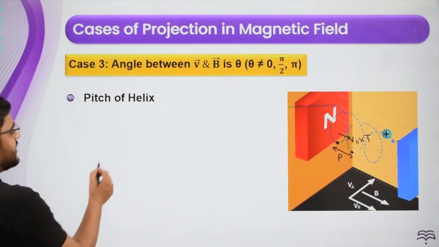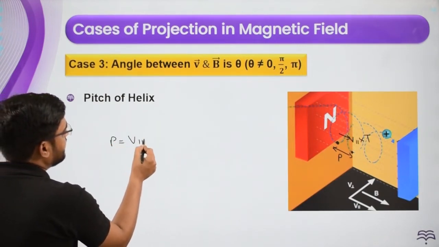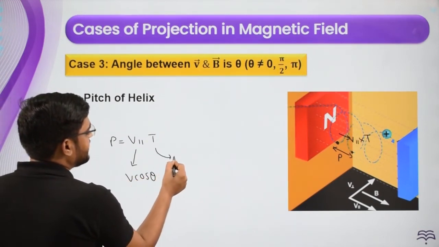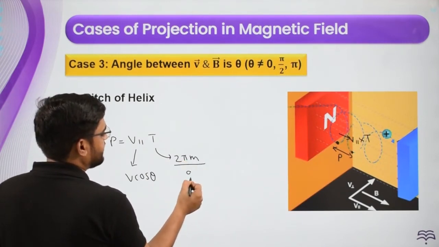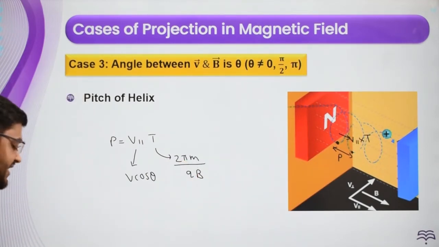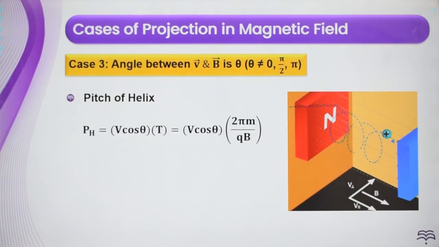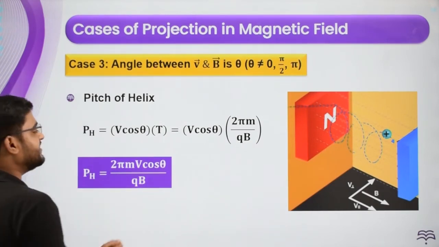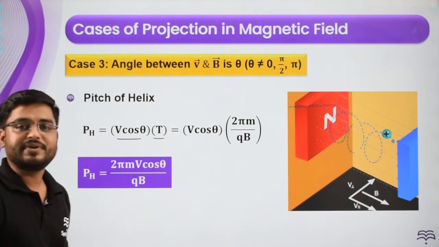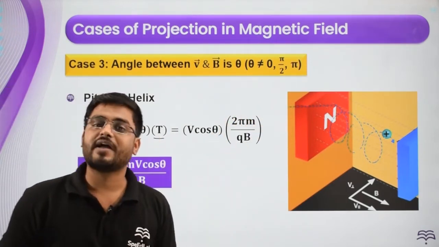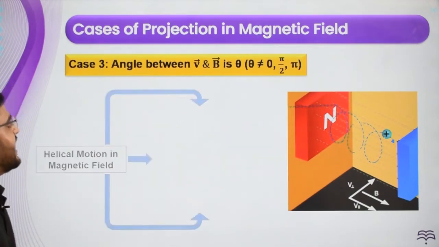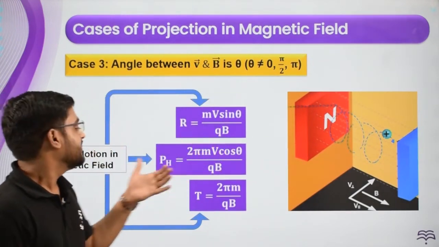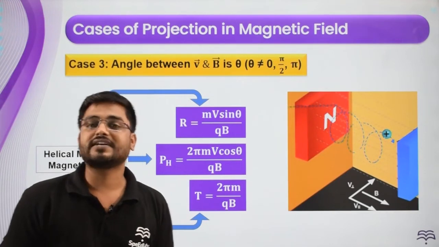So we'll say that pitch is nothing but v parallel into time period. You can put v parallel as v cos theta and the time as 2 pi m by qB. Once you multiply them, you get the formula for the pitch, and it comes to be 2 pi m by qB times v cos theta. It is better to remember it this way: v cos theta times the time period. We already know an expression for time period, that is 2 pi m by qB. So that's helical motion. In helical motion, there are three parameters which we found: the radius of the helix, the pitch, and the time of one complete revolution.